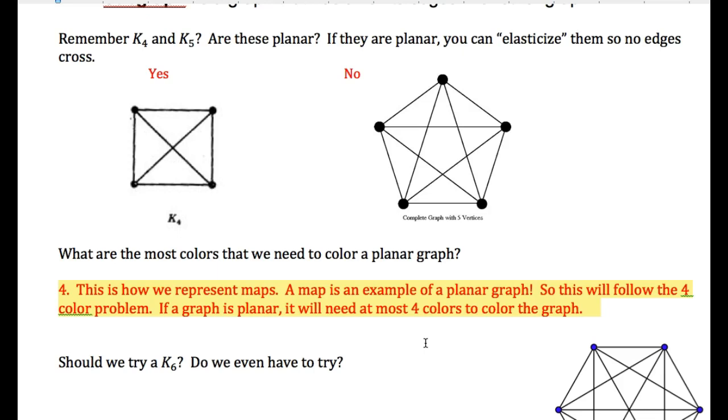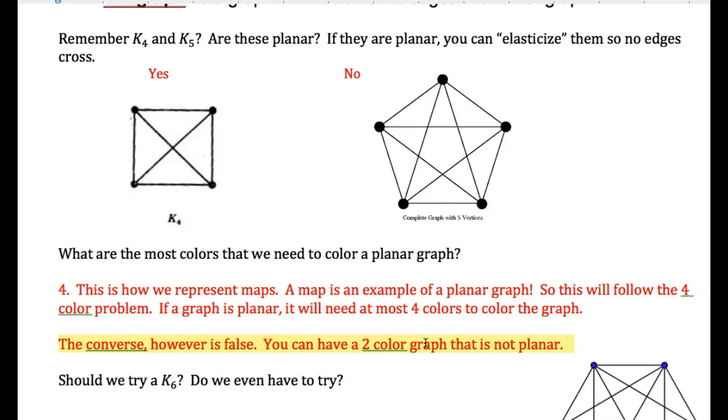Now what about vice versa? What if I said I only needed 2 colors to color a graph? Does that mean that that is planar? Well, we'll find out in a little bit. Unfortunately, we'll give you the answer right now. However, the converse is false. You can have a 2-color graph that is not planar. So we have to look out for that.